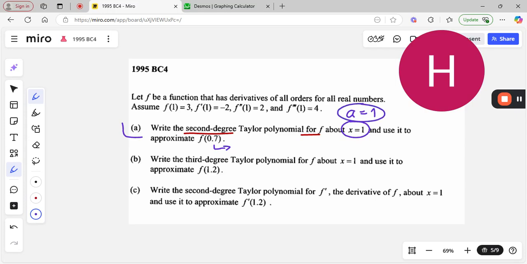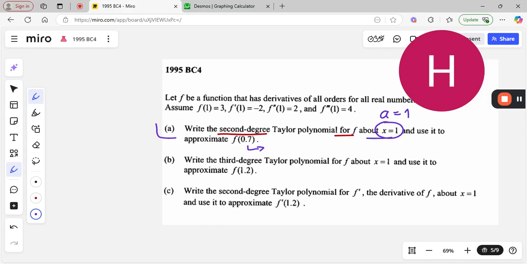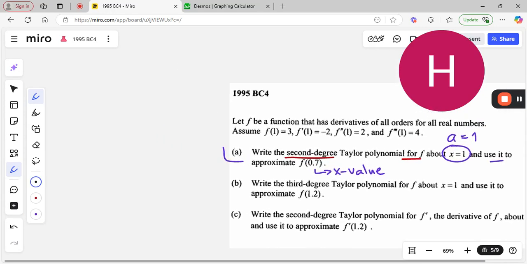This one, a equals 1, is used for the Taylor polynomial construction. So to create the function itself, you're using that a. It's about the point a equals 1. Now this is the x value that we're going to eventually plug in to the model. But first we have to create the model. That's why it says use it to approximate. Okay, just making sure that's really clear.